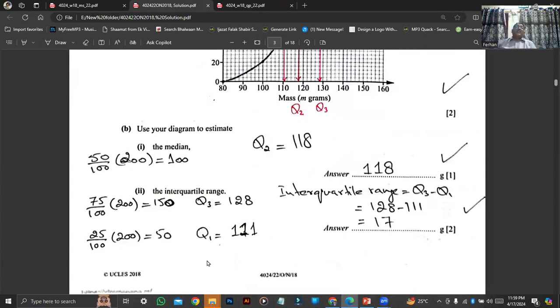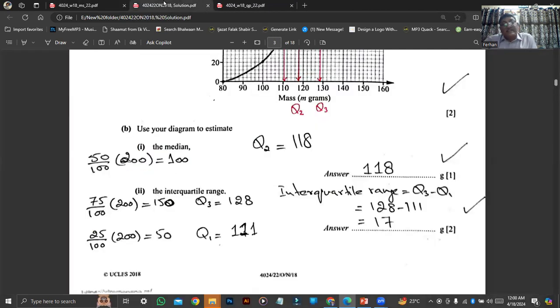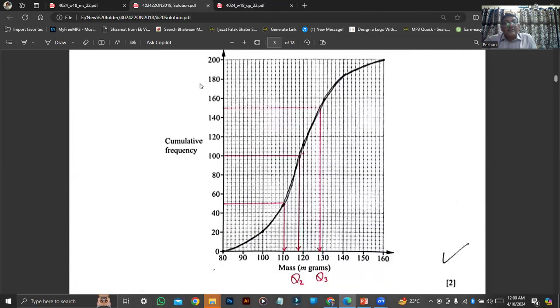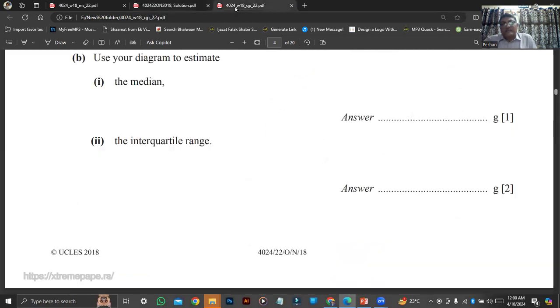Then Q3 is 128, Q1 is 111. So the interquartile range is Q3 minus Q1. What is Q3? That is 128. What is Q1? That is 111. When you subtract them, you will get 17. So the interquartile range, the difference between the third quartile and the first quartile, is approximately 17. They say it should be from 14 to 18. Our answer is 17, which is right. I hope you understand this. This is that graph, and this is the main work we have done.